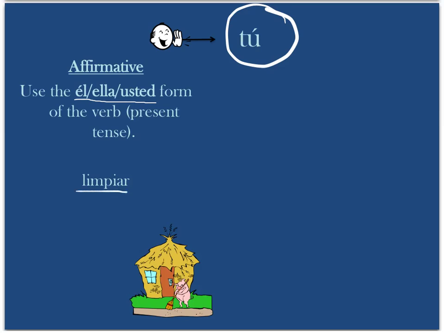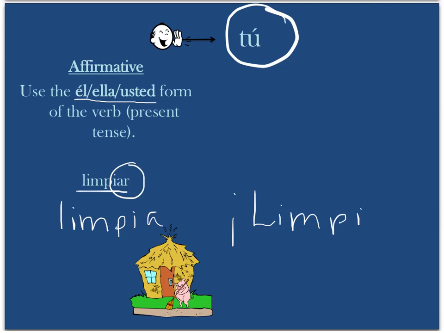So let's say I want to use the verb limpiar, and I've got my little piggy here cleaning his house, and I want to command him to clean the house. I'm asking him to do something, so I'm not saying don't do it. Therefore, it is an affirmative command. The first thing I'm going to do is find the él, ella, usted of the present tense form of that verb. And limpiar, what we would do is drop the AR and add an A for él, ella, usted. And we end up with limpia. So our command could be something like, that's my exclamation point, limpia la casa.